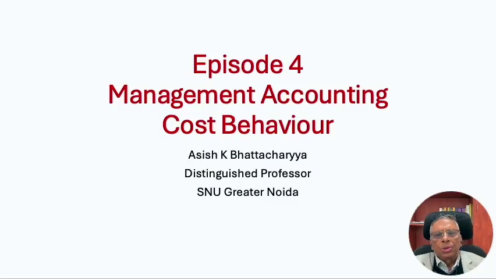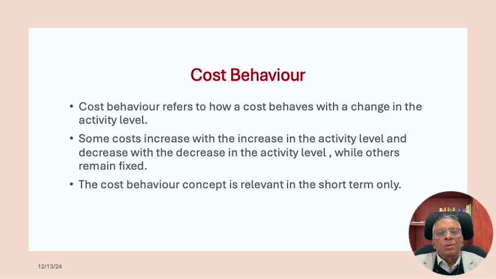In this episode, we shall discuss cost behavior. Cost behavior is the change that occurs in the cost when the activity level changes. When we talk about the change in the activity level, usually we refer to the change in the volume, maybe volume of production or volume of sales. And in practice, you will find some costs change and some costs remain fixed.